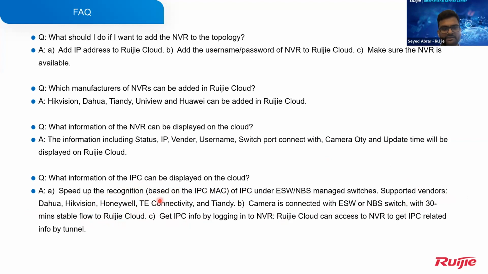And the second method, we can get the camera information based on the NVR, because the NVR is the management of the IPC cameras. You can access from there. You can form a tunnel and then you can get all the information of the NVR and camera.